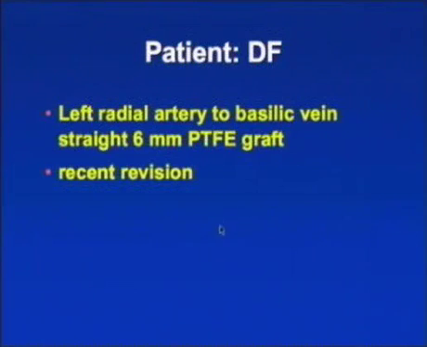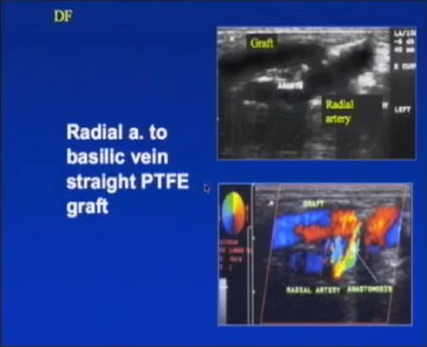Let's turn to an example of a patient that has a left radial artery to basilic vein. This is a straight PTFE graft of 6 millimeters, and the patient underwent a recent revision. Again, we've oriented the images so that the hand is to the right of the screen. This is the radial artery here in the B-mode image, and this is the graft coming off more superficially. Again, these grafts are usually established superficially, so they don't have to go deep during hemodialysis.